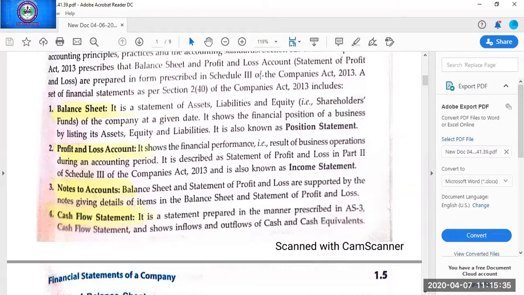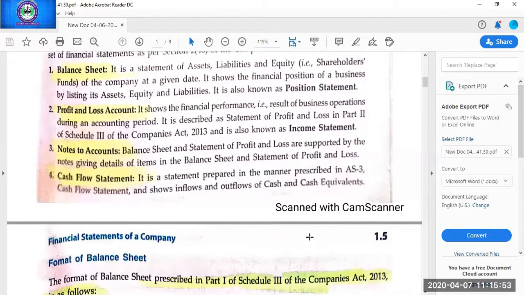So if the question asks you about the financial statements of a company, then the answer will be number 1, balance sheet, number 2, profit and loss account, which is also known as statement of P&L account, third is notes to account, and fourth is cash flow statement. So please write the main headings of all these four parts.